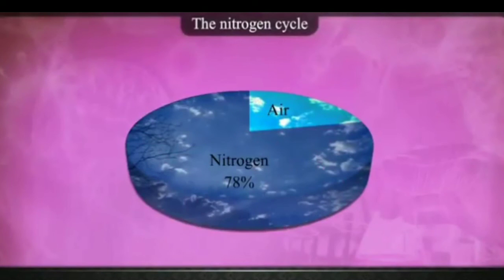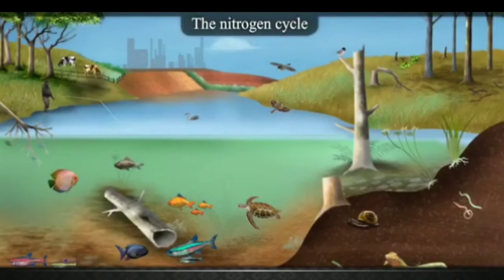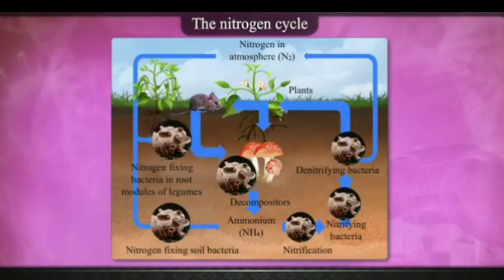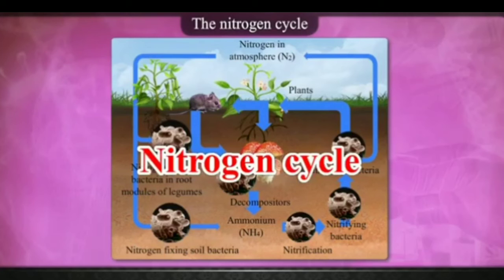Nitrogen forms 78%, that is the maximum portion of the atmosphere. It is necessary for the maintenance of the cycle of nature. The circulation and recycling of nitrogen gas into the form of different compounds through various biotic and abiotic processes in nature is called the nitrogen cycle.